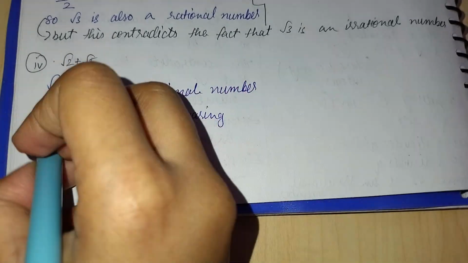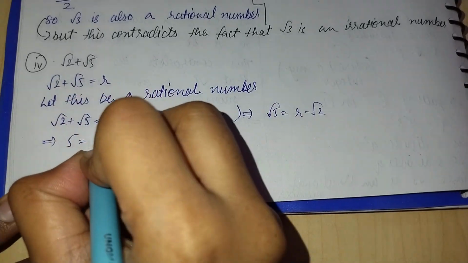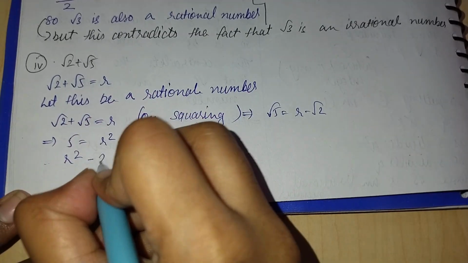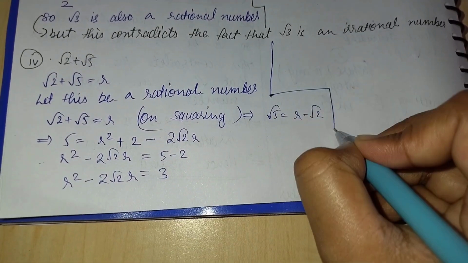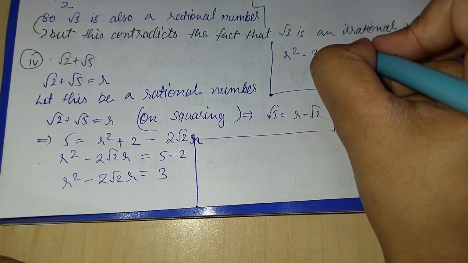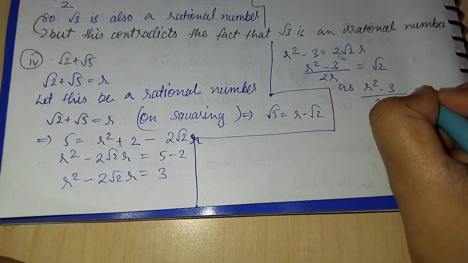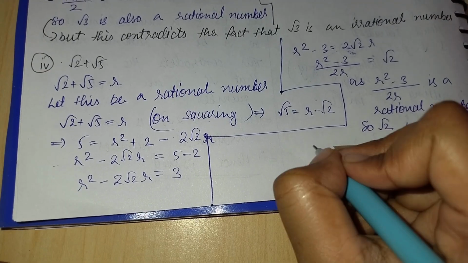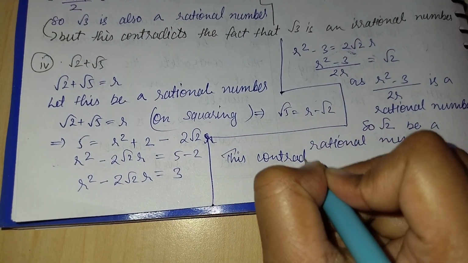Here we let under root 2 plus under root 5 equal to r. On squaring both sides we will get 5 is equal to r square plus 2 minus 2 under root 2 r. We have exchanged the side here. On solving we will get r square minus 2 under root 2 r equal to 3. Now sending under root 2 to one side, we will get under root 2 equal to (r square minus 3) by 2r. As this is a rational number, it contradicts the fact that under root 2 is an irrational number. Hence proved that under root 2 plus under root 5 is an irrational number.